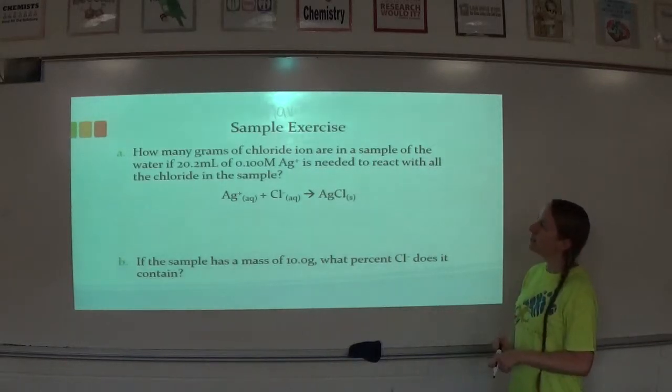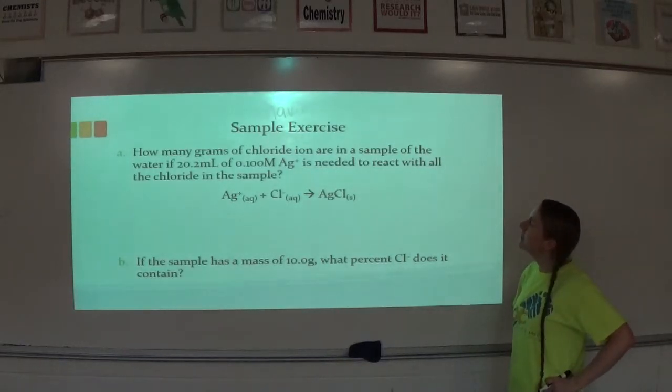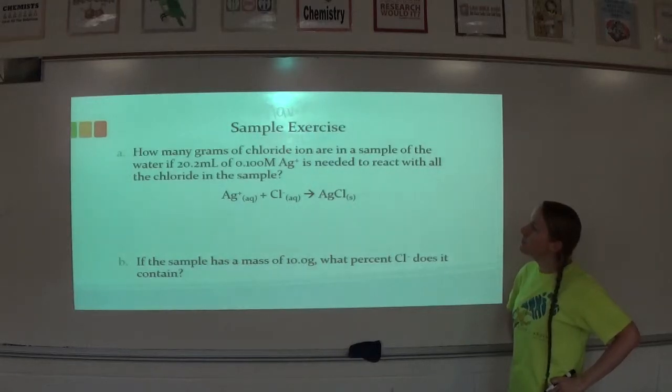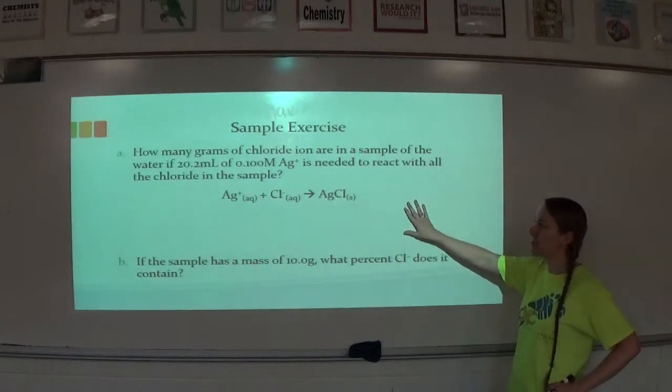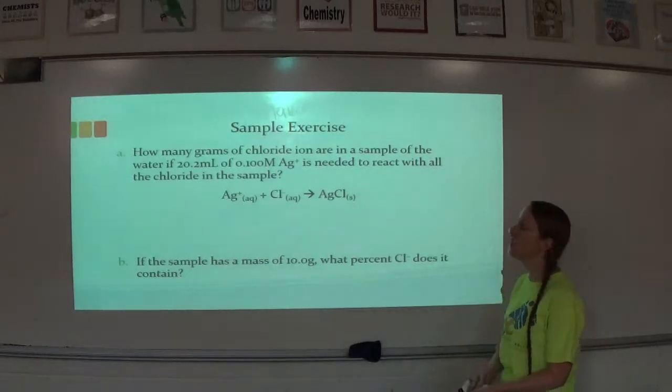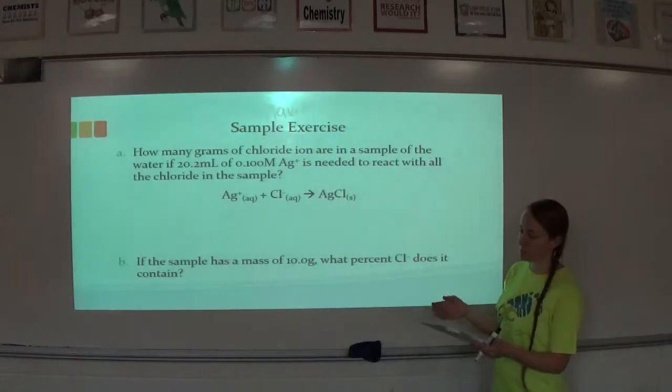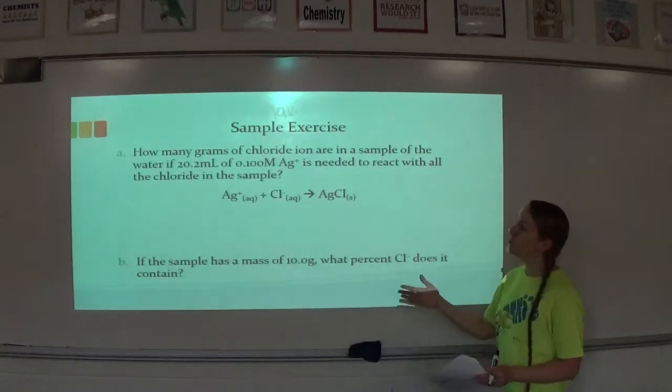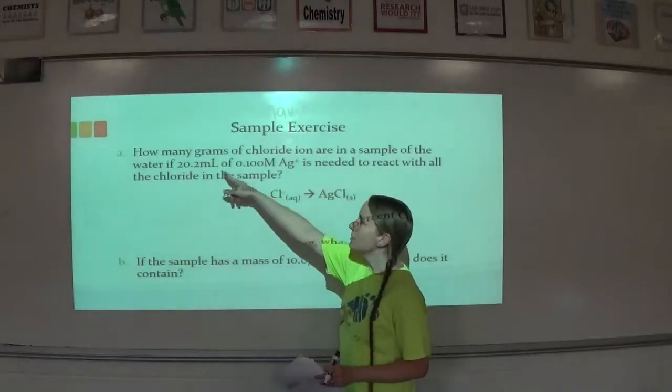So how many grams of chloride ions are in the sample of water if 20 milliliters of 0.1 molar Ag+ is needed to react with all the chloride in the sample? And here is our reaction. This one is going to be similar to the one we just did with the PbCl2 precipitate. All right, so our first step is we know molarity of Ag+ and we know milliliters.